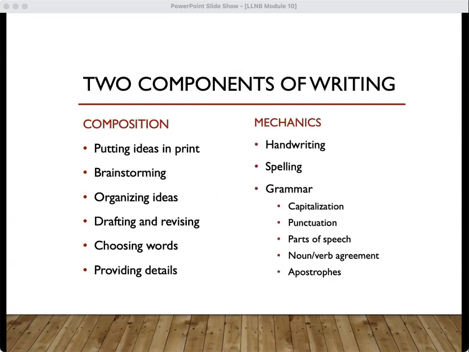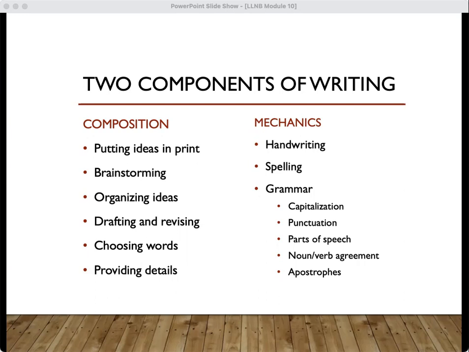We can think of writing as having 2 components, composition and mechanics. Writing composition consists of the skills, strategies, and processes that a writer uses to get his or her ideas in print. It often involves brainstorming what you want to say, organizing ideas so that they make sense, creating drafts and revising them, providing enough detail to convey the message, and choosing words that keep the reader interested.